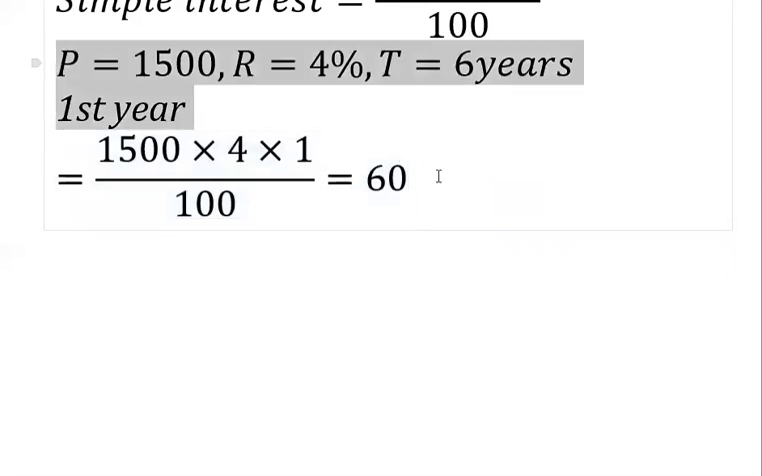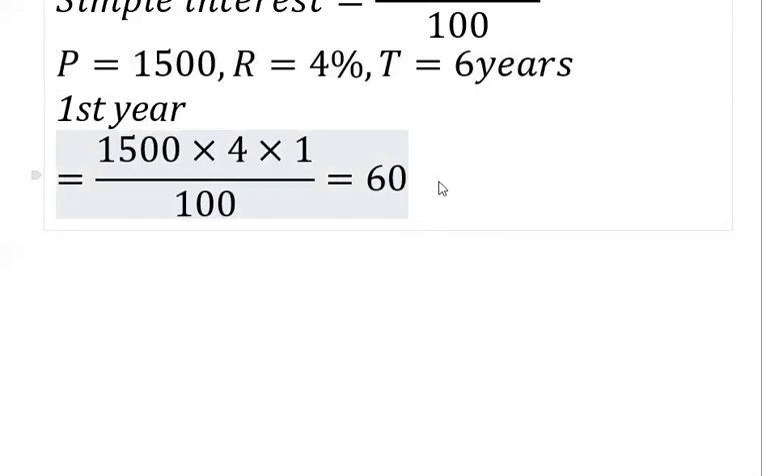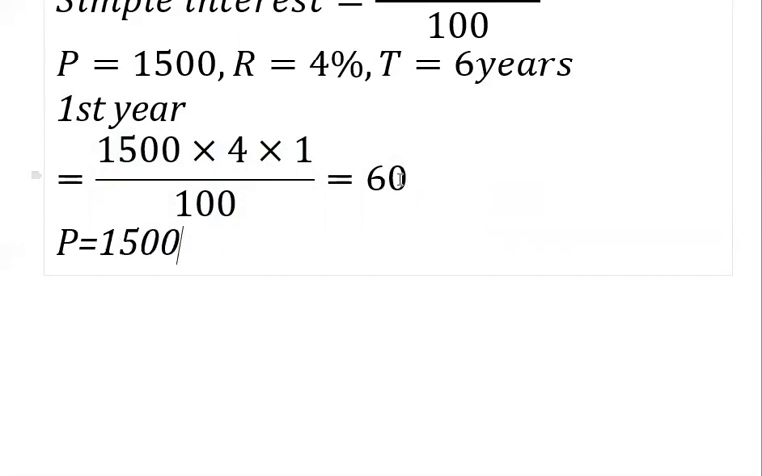This time around, before we do that, the principal for the first year will now be the 1,500, the principal. You now add your interest for the first year to it. That's the method. You add your interest for the first year to it. So 1,500 naira plus 60 will give us 1,560. So that's our new principal.